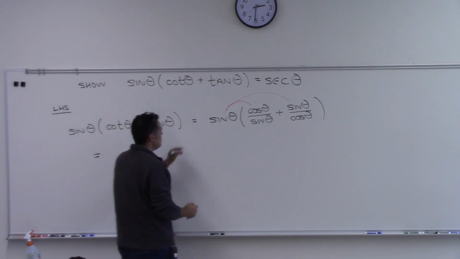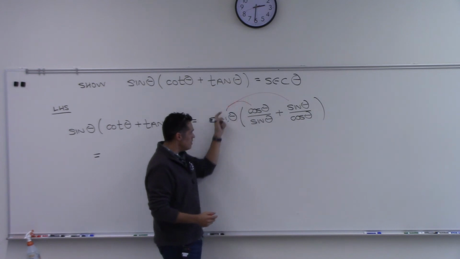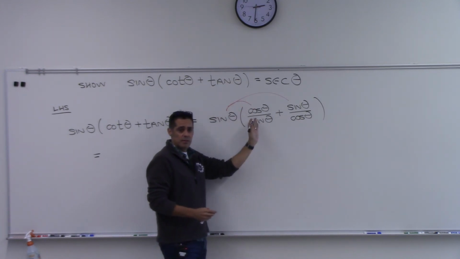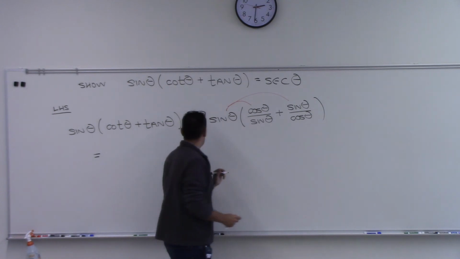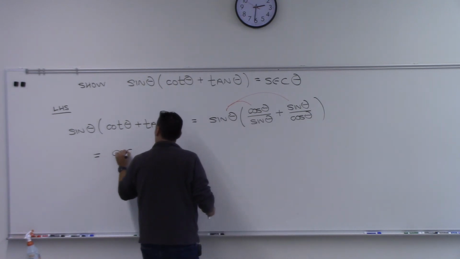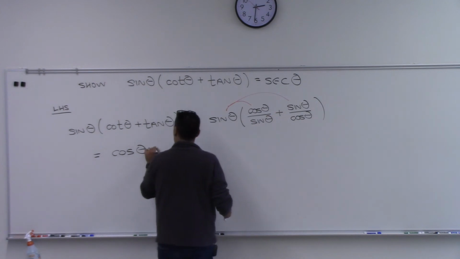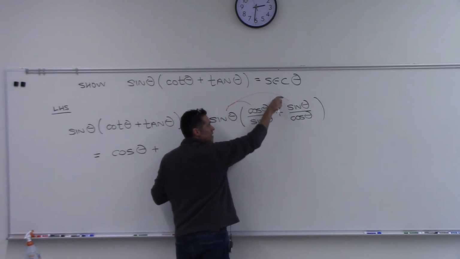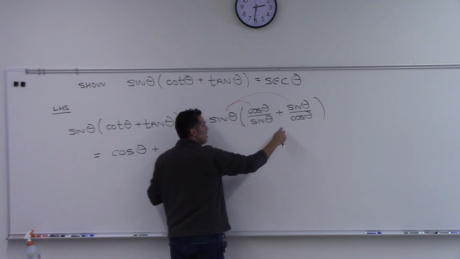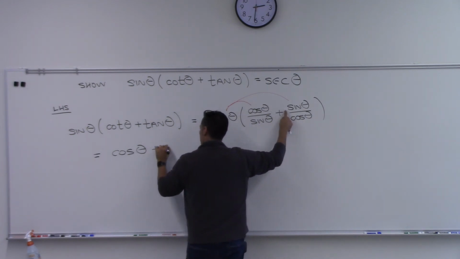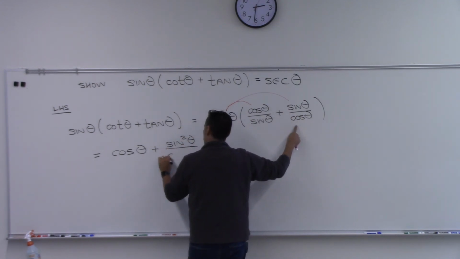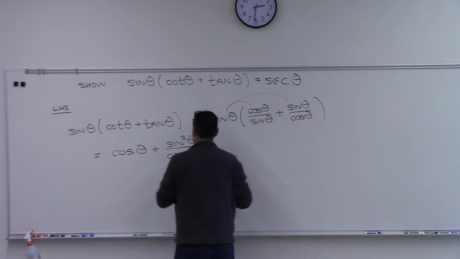So what happens when I do this first multiplication, this sine onto this one? The sines cancel. And you're left with what? Cosine theta. Okay, plus. Now, when you multiply the sine theta to the second one, does anything cancel? No. So how many sines do you have on top? So you have sine squared theta on top, over the cosine theta that's still on the bottom, right?